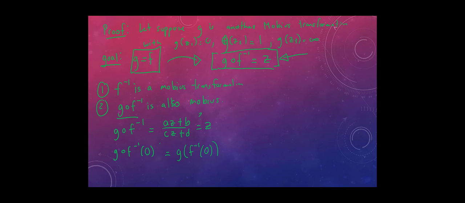And now remember, F satisfies the following: F of Z1 is 0, F of Z2 is 1, and F of Z3 is infinity, right? Well, this means if you take inverses of all these equations, you're going to get that Z1 is equal to F inverse of 0, Z2 is F inverse of 1, and Z3 is F inverse of infinity. Okay, so what is F inverse of 0? That's equal to Z1. And what is G of Z1 by our assumption? G of Z1 is 0.